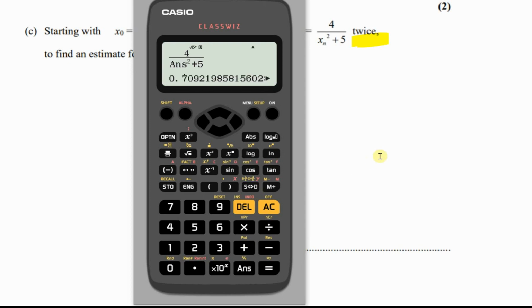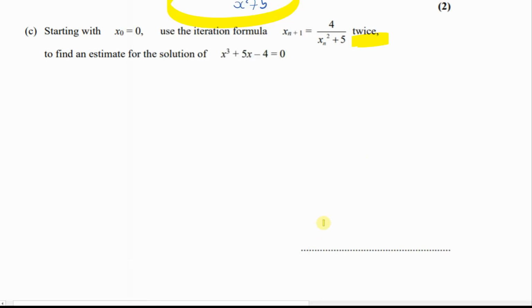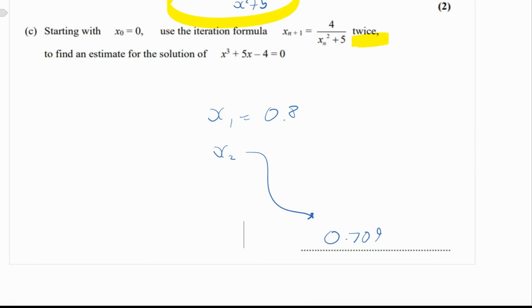So that gives me 0.709. Again, if you're being more cautious, it's also worthwhile writing down the x1, I think it was 0.8. And then x2 is that value down there. You don't need to do that, but sometimes it's worth doing to make sure you're not making a silly mistake, and this way you still get the method mark.